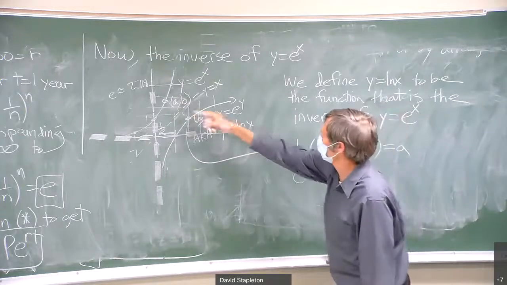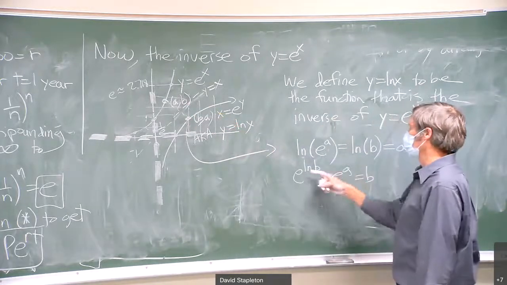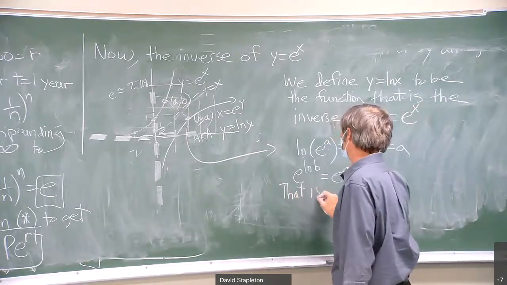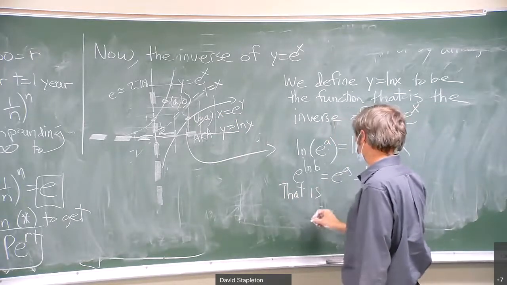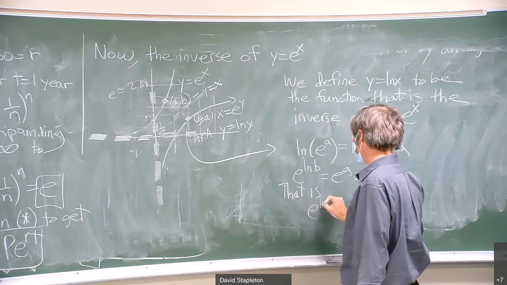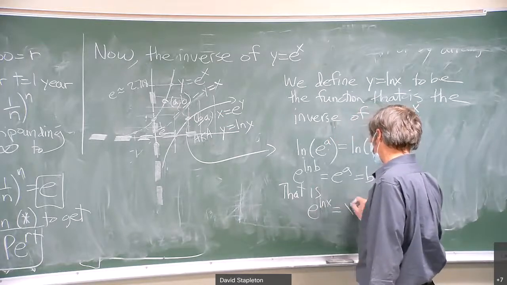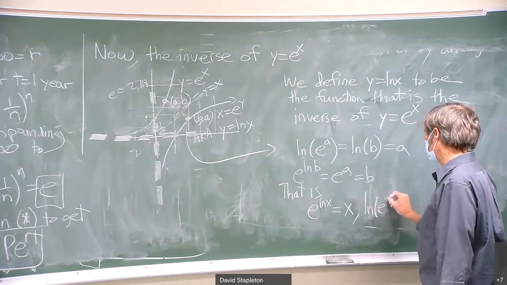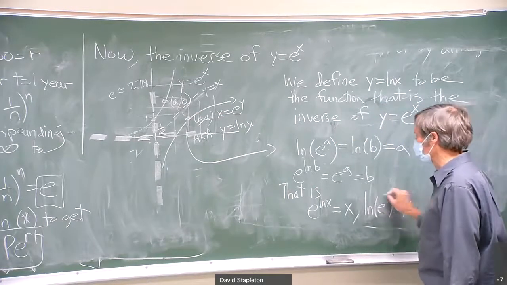The e to the a is b, right? So e and ln undo each other. That is, if you write x and y instead of a and b, by this definition, e to the natural log of x is equal to x. They undo each other. And if you take natural log of e to the x, you get x back. They undo each other. They're inverse functions.